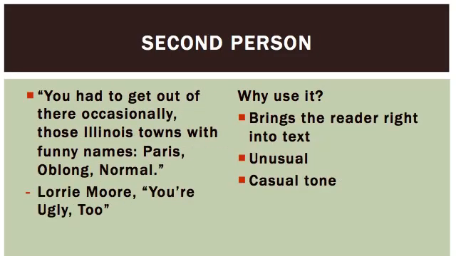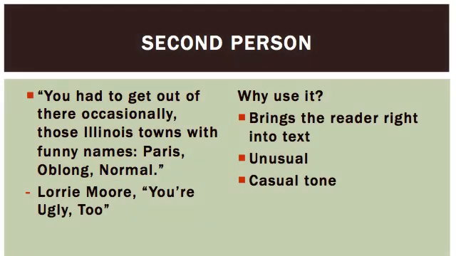Let's look at second person for a minute. This is a super unusual point of view, but it can be very useful, particularly in short stories. Lorrie Moore in You're Ugly Too writes, "You had to get out of there occasionally, those Illinois towns with funny names, Paris, Oblong, Normal." Why use it?